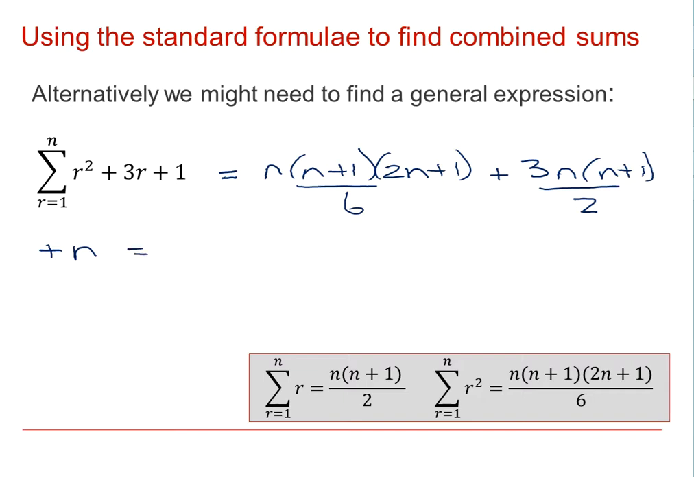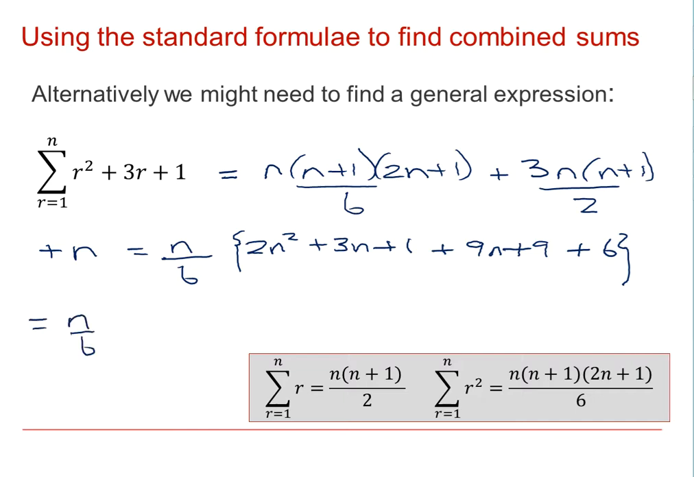If you decide to manipulate that algebraically, I'm going to take out a factor of n over 6 and then look at what's left. I get 2n squared plus 3n plus 1 from the multiples, and then obviously I've had to adjust the multiples to get the 9n plus 9 from the n times n plus 1 times 3 over 2 factor, and then I've just got a 6 from that last n.